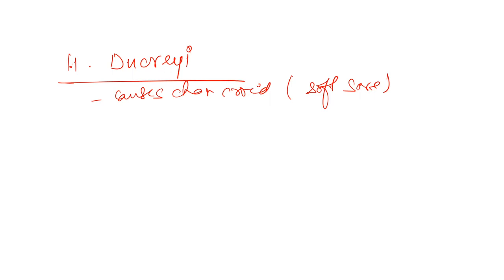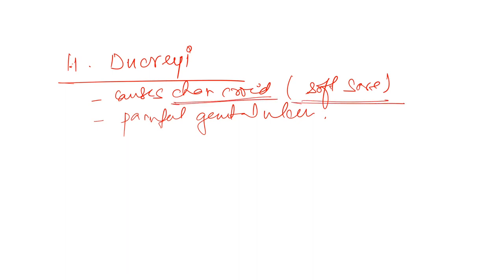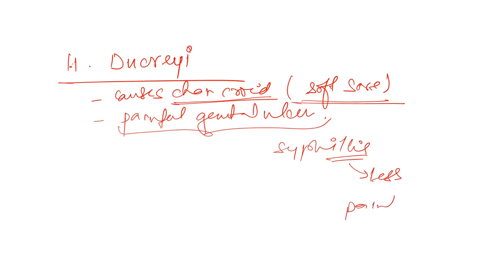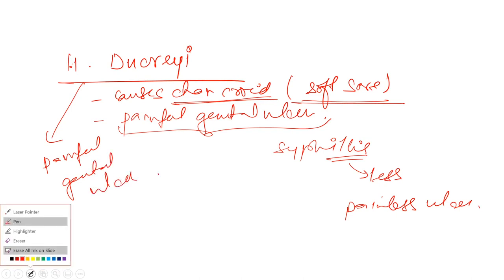And what does Haemophilus ducreyi do? It causes soft sore. And the ulcer is a painful genital ulcer. Did you understand what happens in Haemophilus ducreyi? Causes chancroid and it is soft sore, and the genital ulcer is painful. In syphilis, the ulcer is painless. But in case of Haemophilus ducreyi, we have a painful genital ulcer. Understood? Now next.